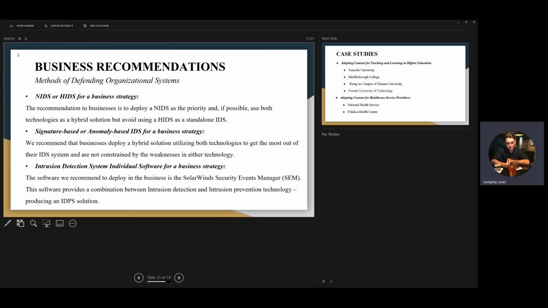Intrusion detection system individual software for a business strategy. The software we recommend to deploy in the business is SolarWinds Security Event Manager. This software provides a combination of intrusion detection and intrusion prevention technology, producing an IDPS solution.